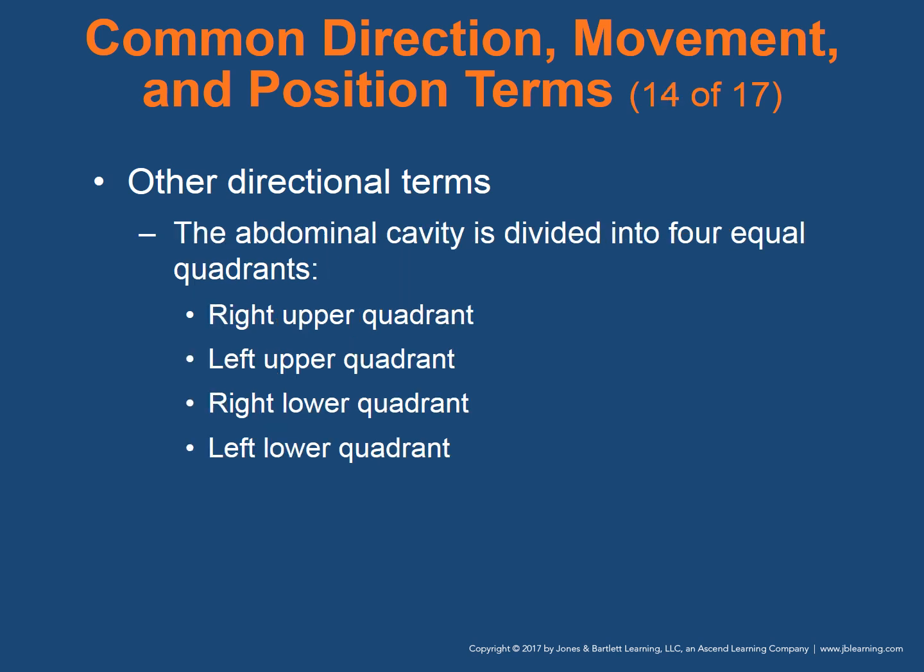Other directional terms, the abdominal cavity is divided into 4 equal quadrants, and a lot of times you will see these abbreviated, right? Right upper quadrant would be RUQ, left upper quadrant LUQ, right lower quadrant RLQ, and LLQ. It's separated with an imaginary line straight down the midline and kind of through the center there, to describe where these positional terms, these cavities are.